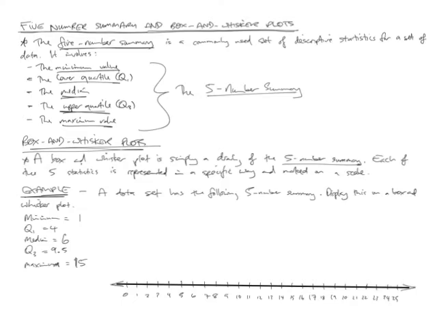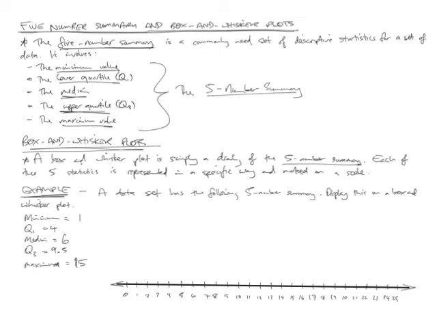It's another video. This one's about 5-number summary and box and whisker plots. So we've been talking about the range, which involves the minimum and the maximum values of a data set, and the quartiles, which you find by finding the median and then the median of the upper and lower halves of the data. So the 5-number summary is a commonly used set of descriptive statistics for a set of data.